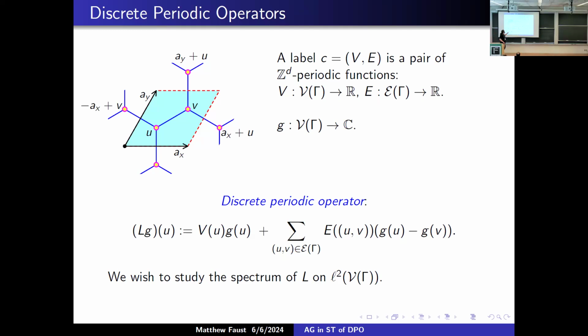Then a discrete periodic operator is a potential multiplicative operator plus a weighted graph Laplacian. At vertex u, L sends g to the potential, just that multiplicative operator, V(u) times g(u), plus our weighted Laplacian piece, where we sum over all the neighbors of u, take the difference of g(u) and g(v), and scale that difference by the weight assigned to the edge between them. Spectral theorists who work on these problems with physics are interested in studying the spectrum of L on the space of square summable functions on the vertices.